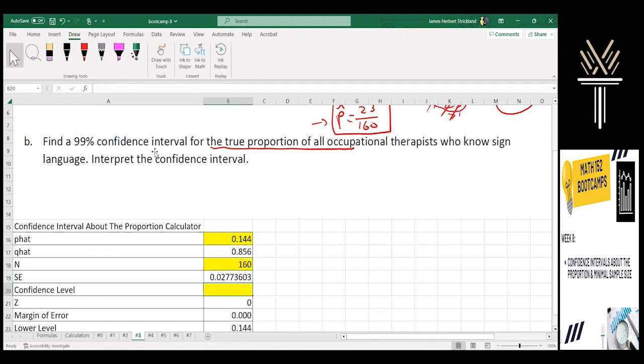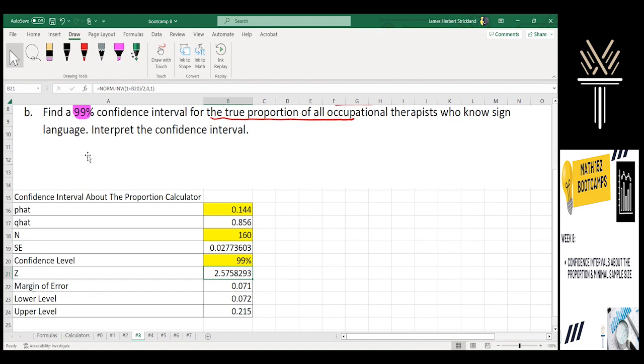And then our confidence level. They have to tell you, or you assume 95, and they're telling us 99%. So we're 99% confident that this method is going to produce the right interval. And so we get an interval of 0.072 and 0.215. So we are 99% confident the true proportion, the true fraction of all occupational therapists who happen to know sign language is somewhere between 7 and 21%.